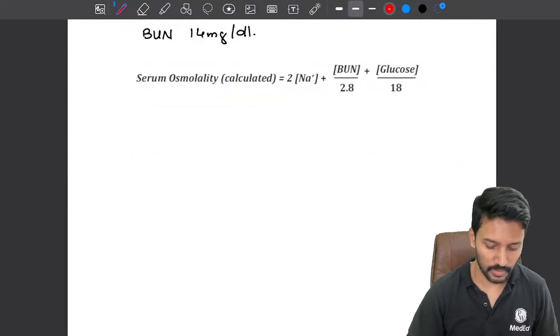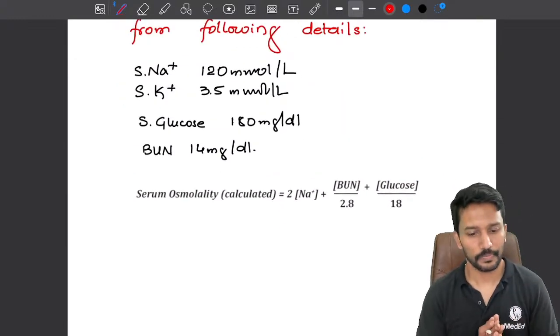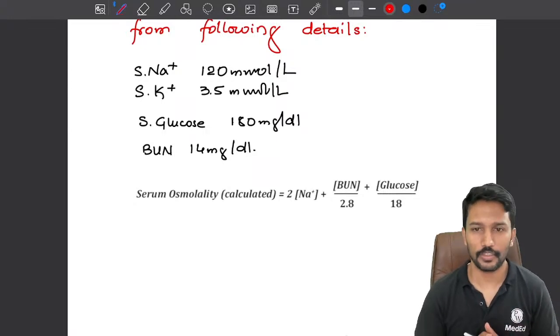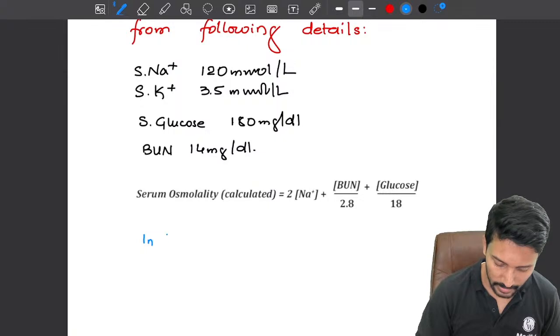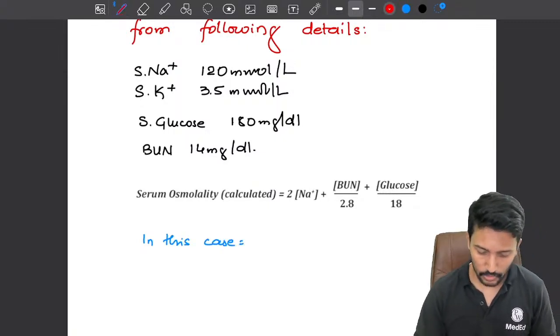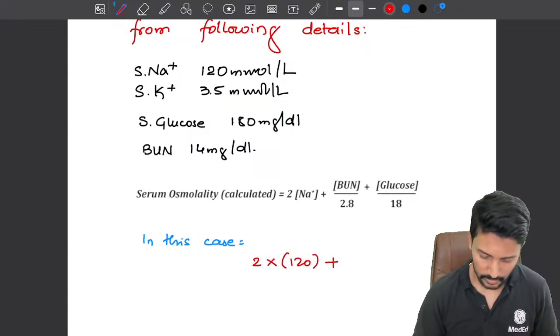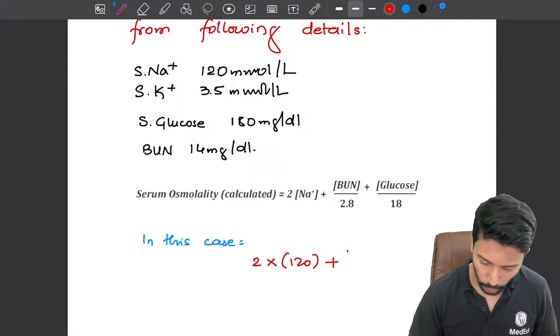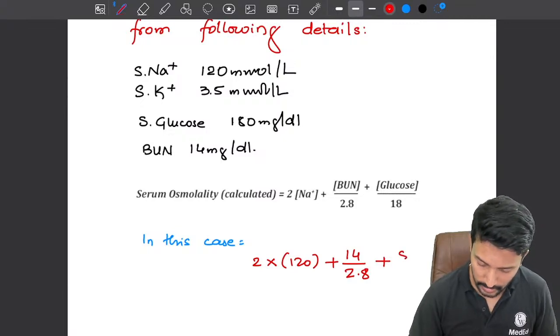There are three components. What is that? Sodium, blood urea nitrogen and glucose. Okay, so for calculation I need sodium, blood urea nitrogen and glucose. So let us interpret that data. So in this case, the formula says sodium should be multiplied with 2, right? So 2 into sodium is 120 plus blood urea nitrogen is 14. It should be divided by 2.8 plus glucose. The serum glucose here is 180.